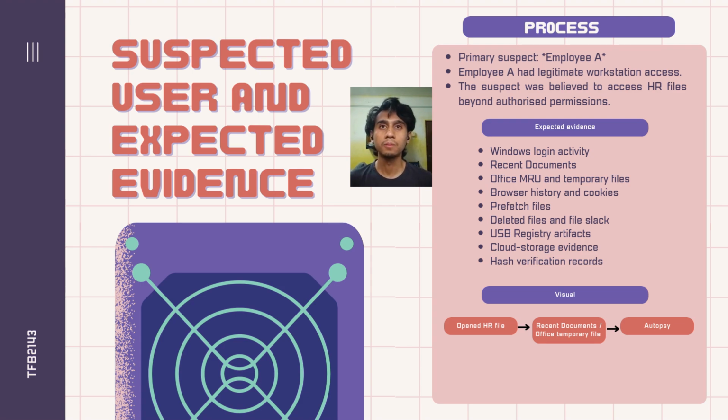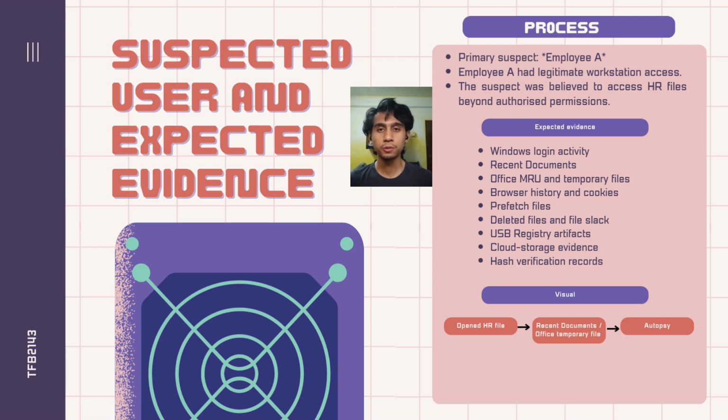Next, let's talk about the primary suspect and the evidence that we expect to find during our analysis. Our investigation focused on employee A, who had legitimate access to the workstation. However, the suspect was believed to have accessed sensitive HR files beyond their authorized permission. To prove or disprove this, we targeted specific forensic artifacts, including user and file activity, which are the Windows login logs, recent documents, and Office most recently used entries. Next are execution and network artifacts, which are the browser history and cookies, and also cloud storage connection evidence. Then the storage artifacts, which are deleted files, file slack space, and USB registry entries. The last one is the integrity hash verification records to ensure no evidence was tampered with.